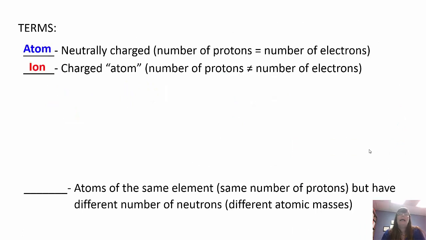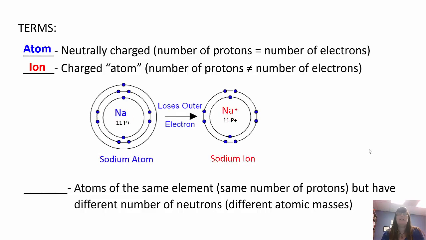So, atoms are neutrally charged. That means the number of protons equals the number of electrons. So all of the atoms in the periodic table are neutral. So their protons equal their electrons. Ions are charged atoms. So the number of protons does not equal the number of electrons. So again, if it's giving up an electron, it's becoming more positive. If it's gaining an electron, it's becoming more negative. So as I said, sodium loses an electron, so the whole outer shell just disappears.